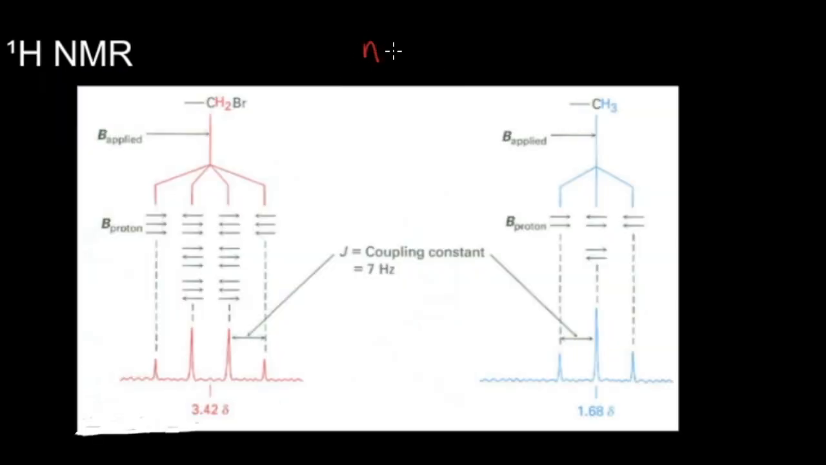So let's see where this N+1 rule comes from. Splitting of one peak occurs because of the neighboring atoms, which have their own magnetic field. And as you know, it can be either parallel or anti-parallel to the applied magnetic field. So parallel will shift it to the left, and anti-parallel will shift it to the right, as we already know.